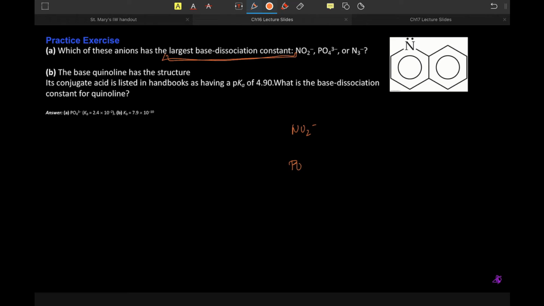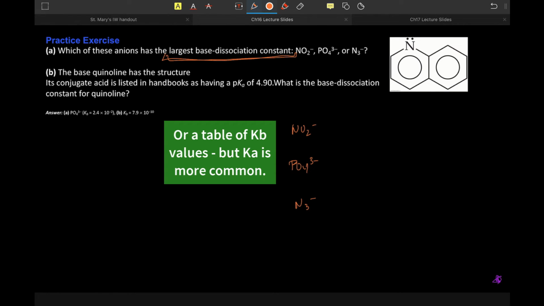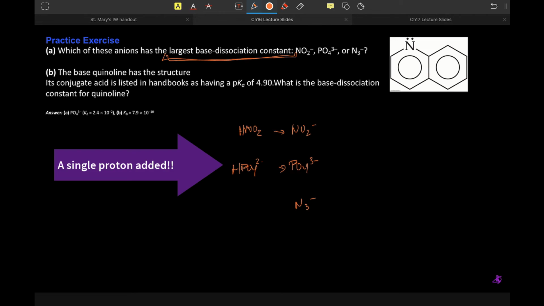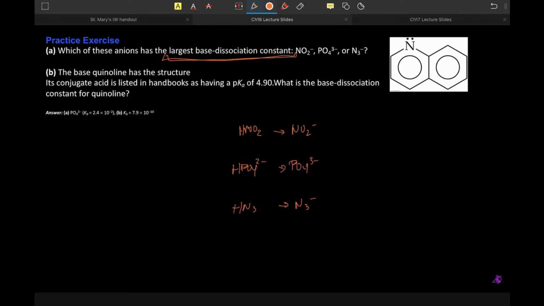I have NO2 minus as an option, I have PO4 3 minus, and I have N3 minus, the azide ion. If I want to know which has the largest Kb, what do I need to know? I need to know the respective Ka of the acid from which they came. The acid from which NO2 minus came would be HNO2. The acid from which this came would be HPO4 2 minus, and this would have come from HN3. Thinking about those respective hydrolysis reactions, we're really looking for the Ka values for these.